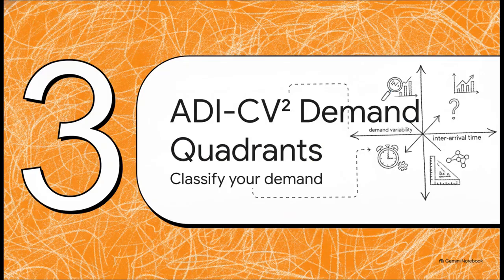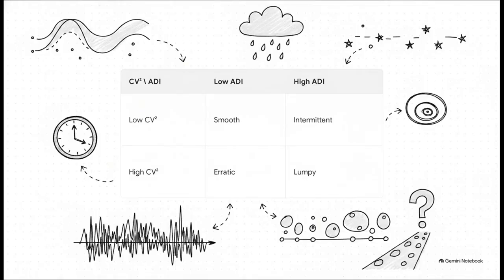Section 3. ADI-CV² Demand Quadrants. To actually measure this context, we need specific diagnostic tools, right? And we begin by classifying our demand. The ADI-CV² quadrants are a brilliantly effective way to categorize the severity of our data's unpredictability. Let's break those acronyms down. ADI, that's the average demand interval. Basically, how much time passes between sales or demands. Are people buying this every day or just once a month?